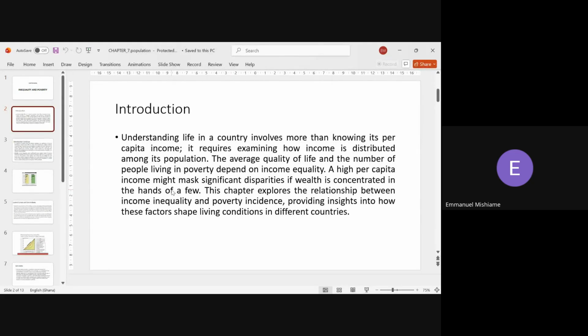Now, understanding life in a country involves more than knowing its per capita income. It requires examining how income is distributed among its population. The average quality of life and the number of people living in poverty depend on income inequality. A high per capita income might mask significant inequality. This chapter covers the relationship between income inequality and poverty incidence, providing insight into how these factors shape living conditions in developing countries.